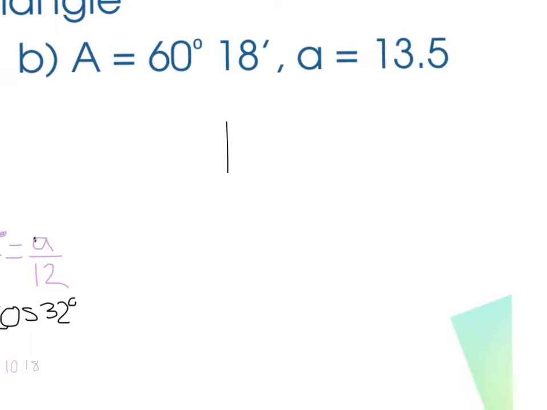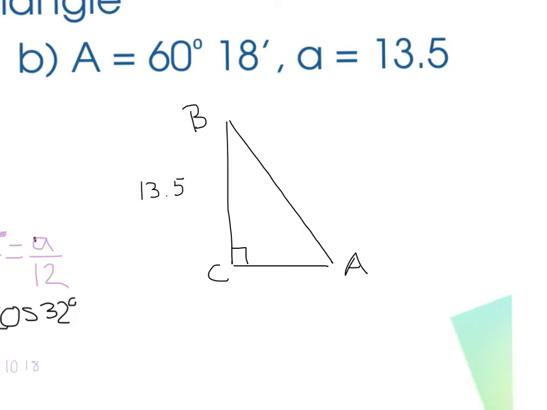Let's set up our triangle. If I want to, I could put angle A down here, B here. Remember, typically you put C for the hypotenuse, so C goes here at the right angle. Side a is 13.5. Remember, it goes opposite of the angle. And notice that B is in degrees and minutes. I'm going to convert that to decimals. When I divide 18 by 60, I get 0.3. So angle A is 60.3 degrees.